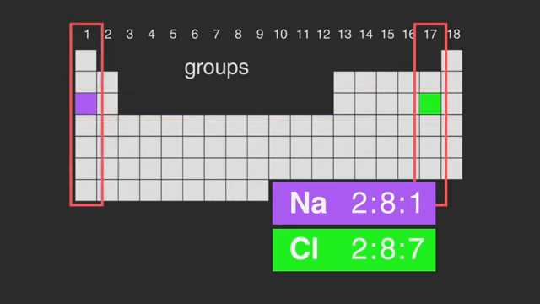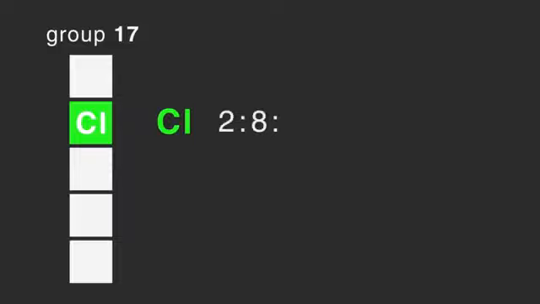Can you see a connection between the group an element is in and the number of electrons in its outer shell? Note that if the group has 2 numbers, we take the second number. Pause the video while you think. The group an element is in gives the number of electrons in the outer shell of an atom of that element.